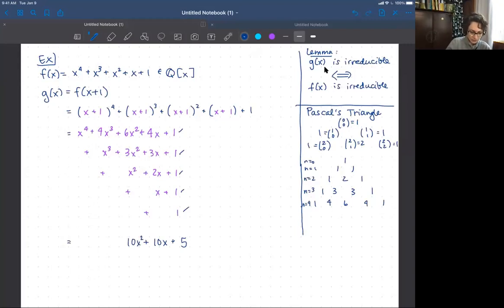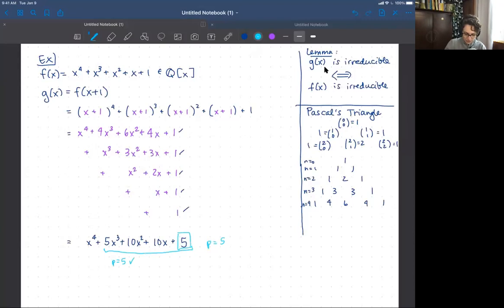4 plus 1 is 5, so I get 5x cubed. And I get an x to the fourth as my leading term. And I see that this polynomial is almost custom made to work with Eisenstein's irreducibility criterion with prime p equals 5. So I see that for this set of polynomials, p equals 5 is going to work.